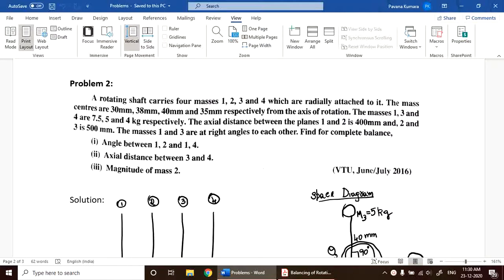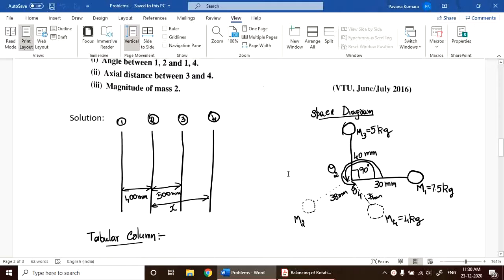Hello. In the last class, we were doing this particular problem. That is, a rotating shaft carries four masses, where you have four planes. We started this problem by first drawing the representation of the four planes and the space diagram, where you have M1, M3 at 90-degree angle, and M2 and M4. You don't know the angles, so theta 2, theta 4 we need to calculate, and here x we need to calculate, and m2 we need to calculate.